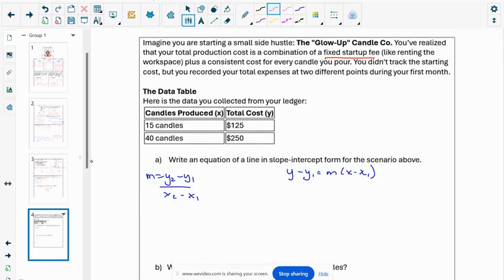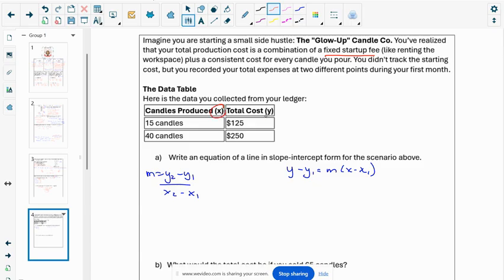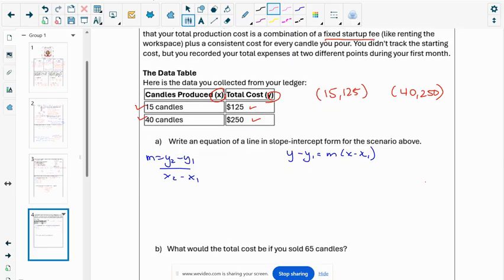Okay, so here's a table, right? We have a table of values. I have an X and a Y. The number of candles is going to decide how much things are going to cost. Okay, so when I have it like that, remember this is like 2 points in time. So I have 15, 125, and 40, 250. Okay, so it says write an equation of a line in slope-intercept form for this scenario above.